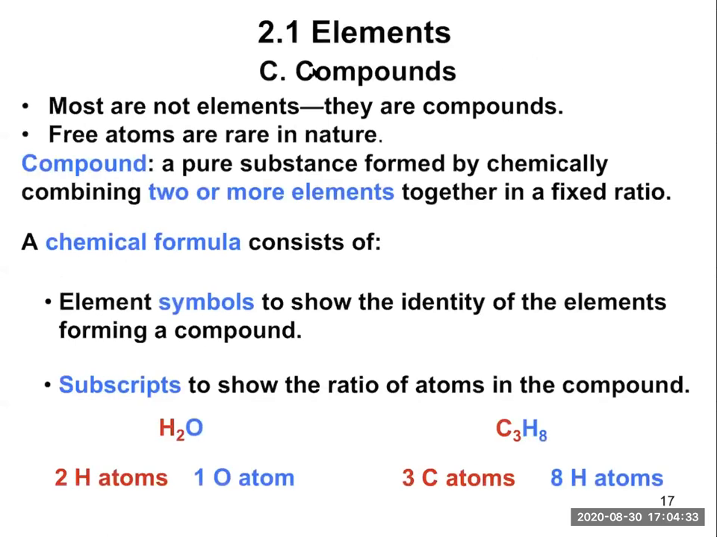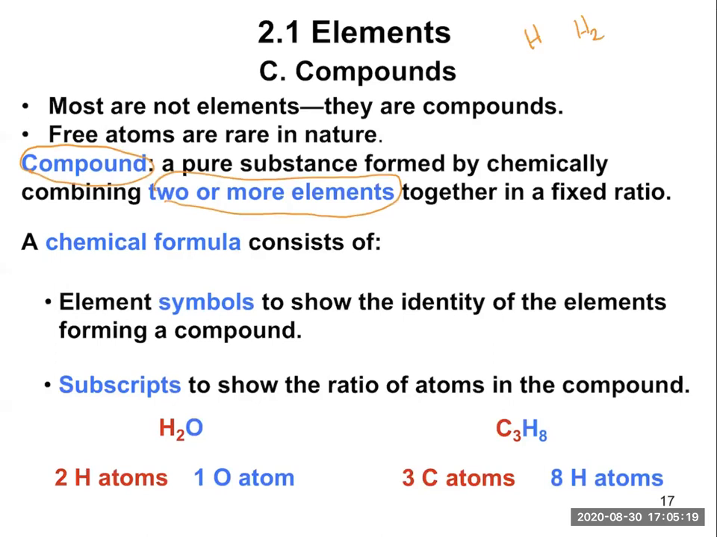Moving forward, now we're going to start discussing compounds. Most elements do not exist by themselves. For example, you're not going to find hydrogen by itself. You're actually going to find it as H2, or in combination with other elements such as oxygen. Because they're rarely free, they always exist together with their own kind or with other elements, forming a compound. Compounds are pure substances formed by chemically combining two or more elements in a fixed ratio.